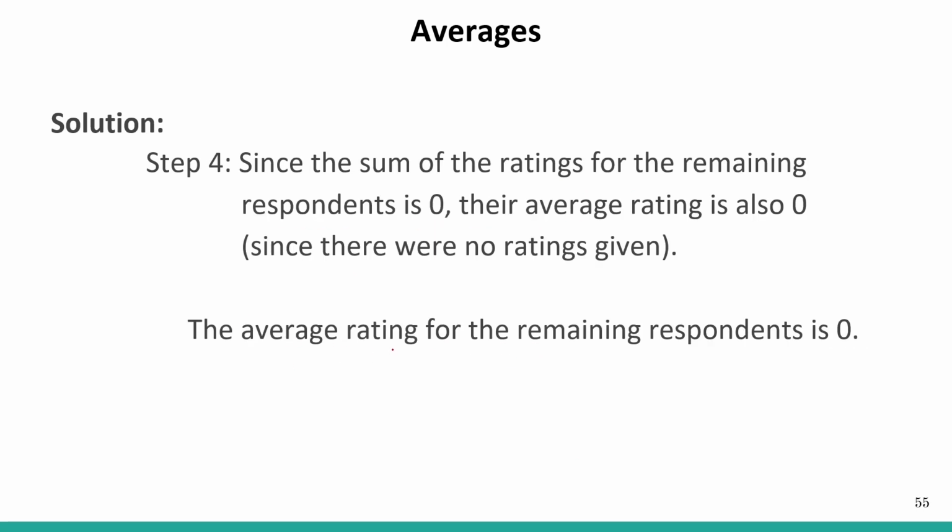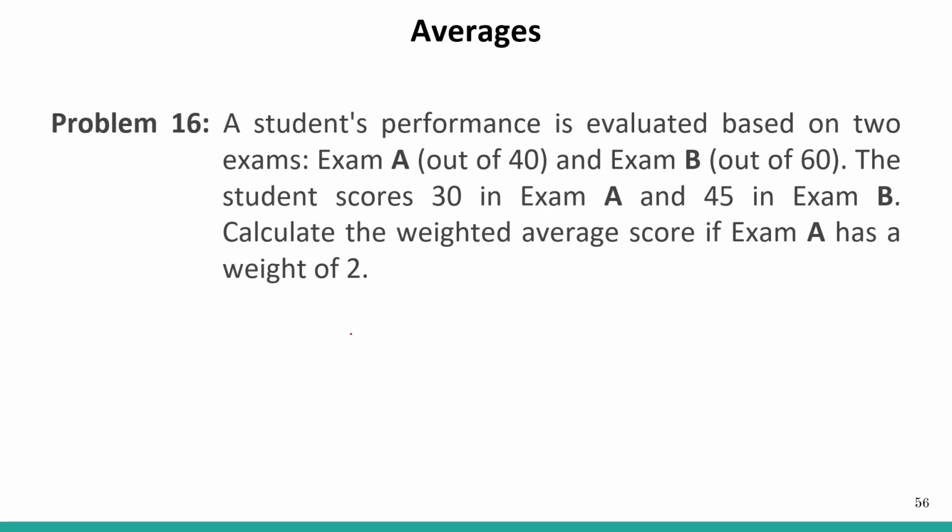So the average rating of the remaining respondents is actually 0. So let's see problem number 16. A student's performance is evaluated based on two exams, exam A and exam B. The first one is out of 40 and the second one is out of 60, called A and B respectively.